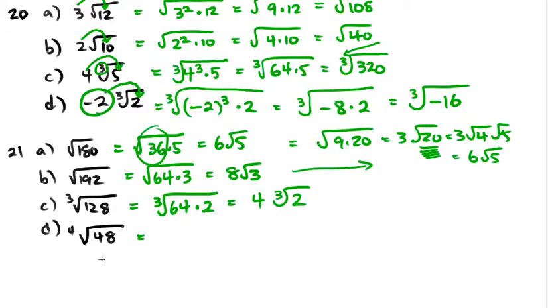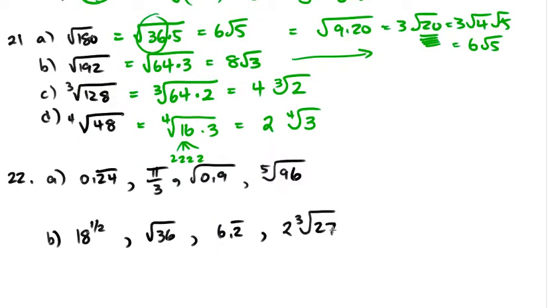For fourth roots, I want 4 numbers that are exactly the same, and that's a factor of 48. And in this case, that's 16, because 16 is made up of 2 times 2 times 2 times 2, times 3. And therefore you get 2 fourth root of 3.